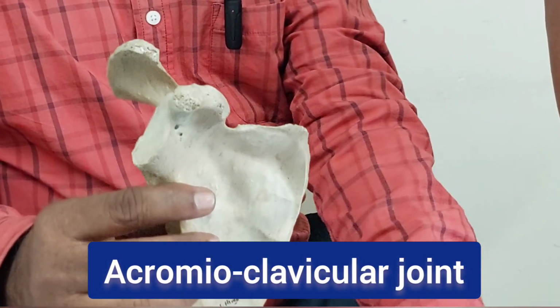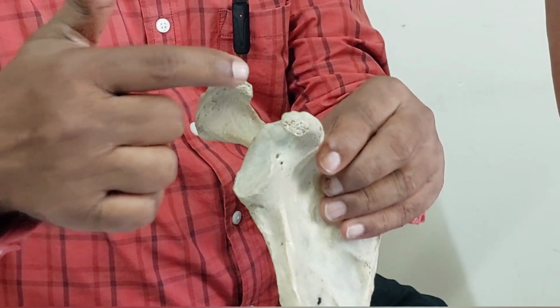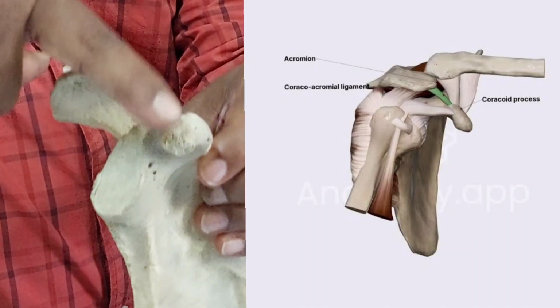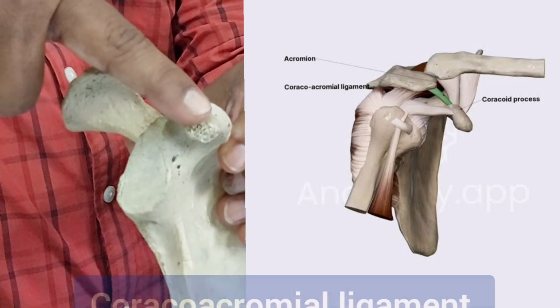And beside this, one important ligament extends from the coracoid process to the acromial process in this way. This is called coracoacromial ligament.